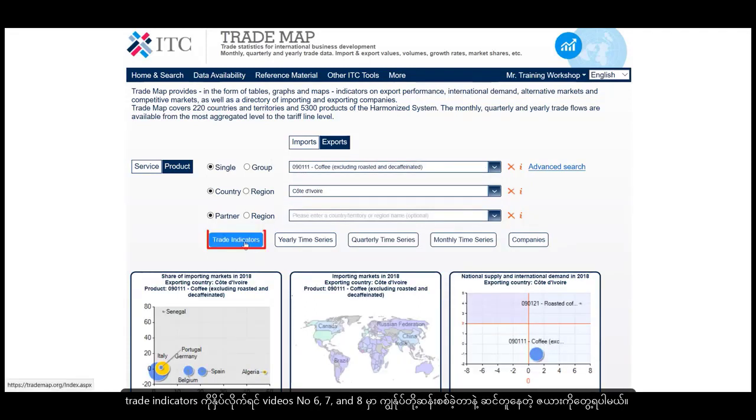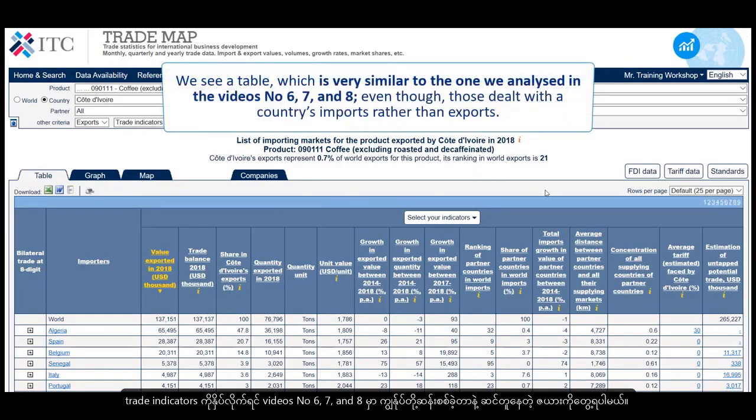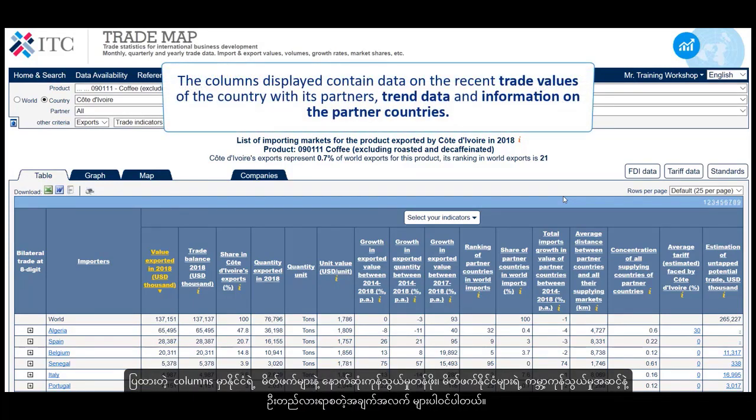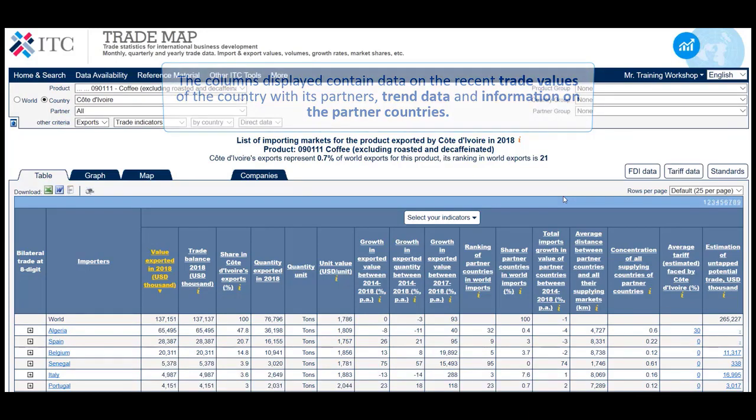When we click on Trade Indicators, we see a table which is very similar to the one we analysed in the videos number 6, 7 and 8, even though those dealt with the country's imports rather than exports. Here again, the columns displayed contain data on the recent trade values of the country with its partners, trend data and information on the partner countries ranking in world trade.